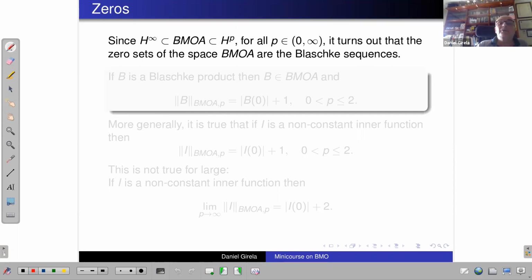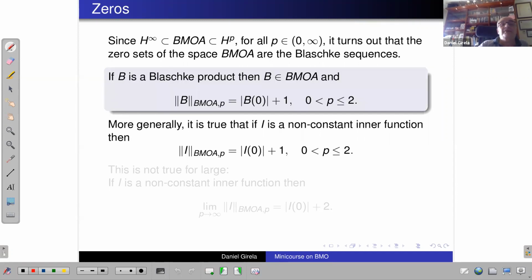Actually, one can prove that if we take the conformally invariant norm of any Blaschke product, then one can compute it. If we forget f of 0, all the Blaschke products have BMO norm equal to 1 plus B of 0, but this works when P is smaller than 2. We have written this for a Blaschke product, but actually this can be extended, and this is true for any inner function.